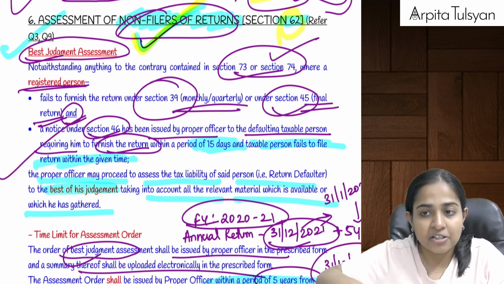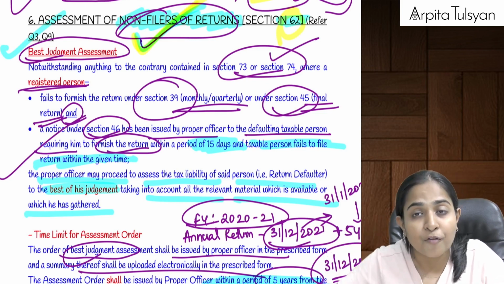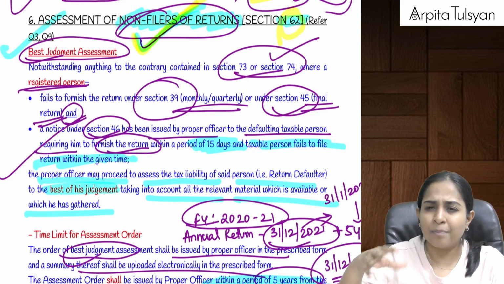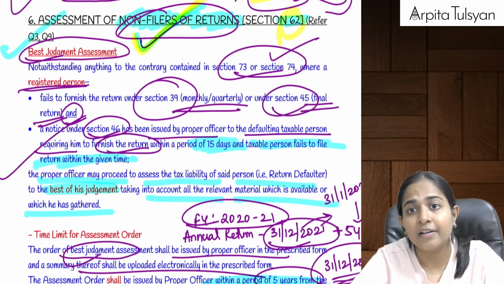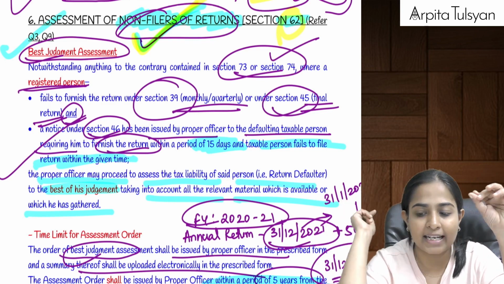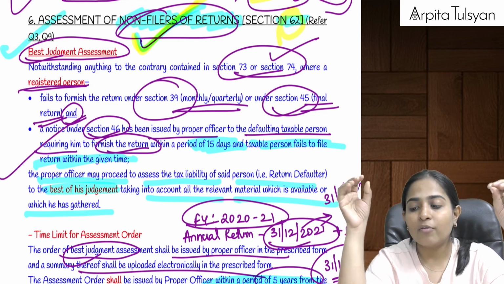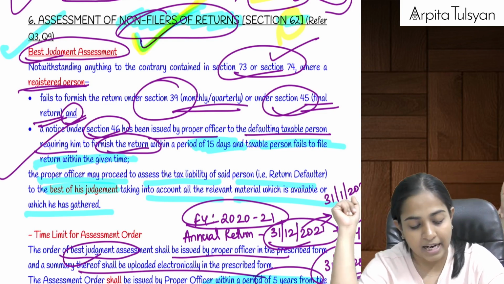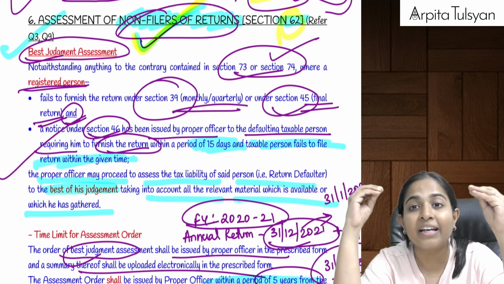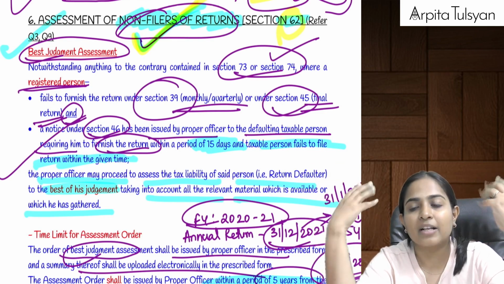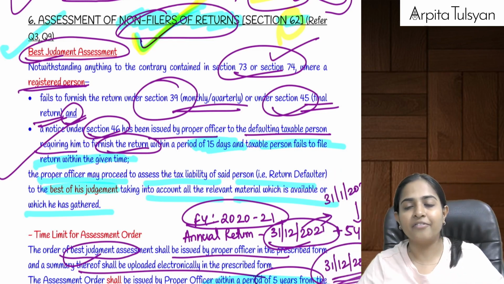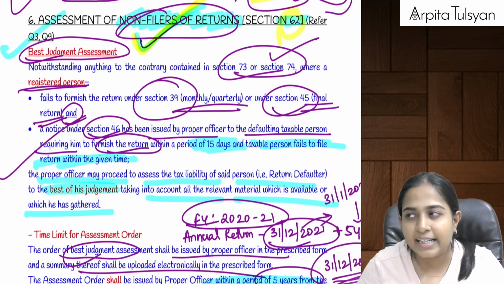Okay, a registered person was required to file his returns under section 39, that is monthly or quarterly return, or he was required to file a final return at the time of cancellation of registration, which we had studied, under section 45. And that person, even after reminders, has failed to furnish the return within the given time period. We had studied this in the returns chapter.